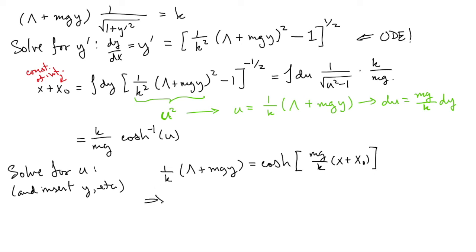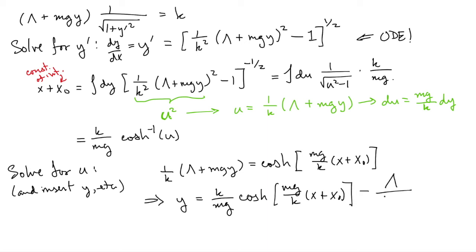Or solving this for y, because after all we wanted y of x, y is equal to k over mg times cosh of mg over k times x plus x naught, minus our Lagrange multiplier divided by mg. And there we have it. We have our solution. We have that the height is expressed as a hyperbolic cosine with some constants involved.